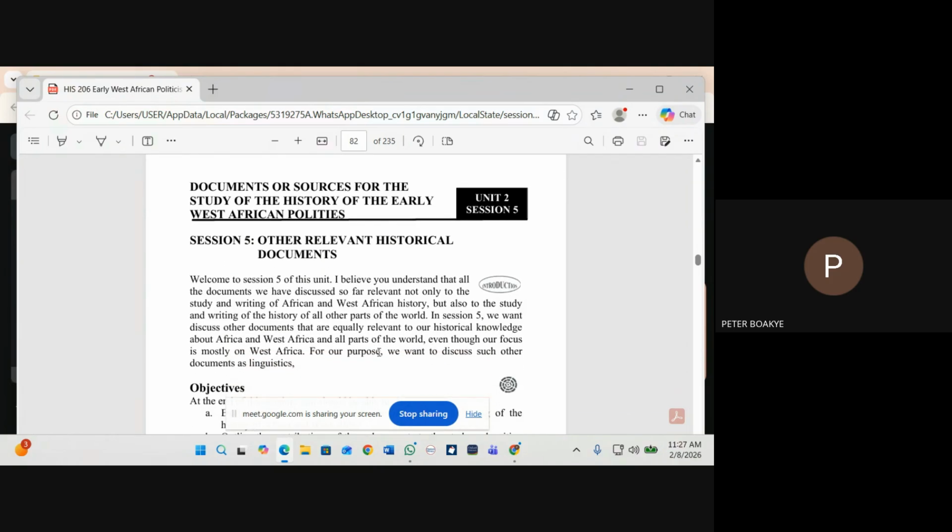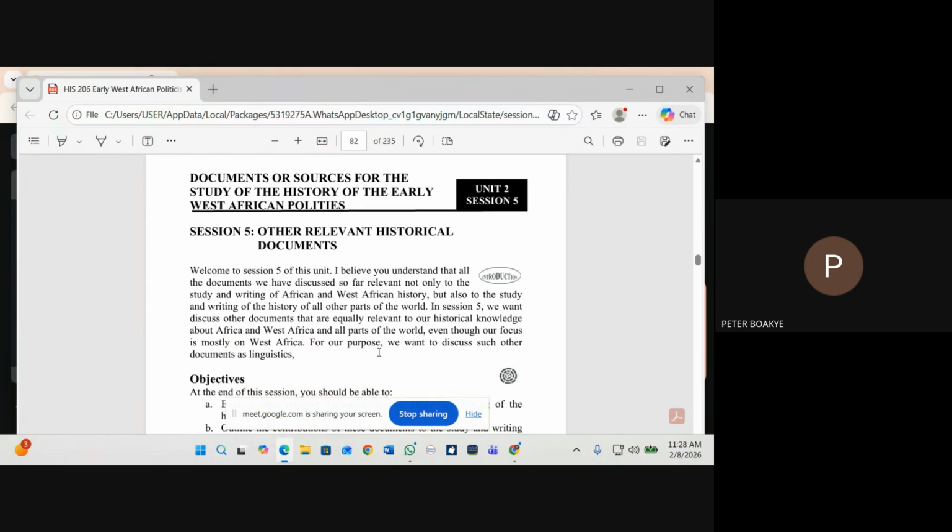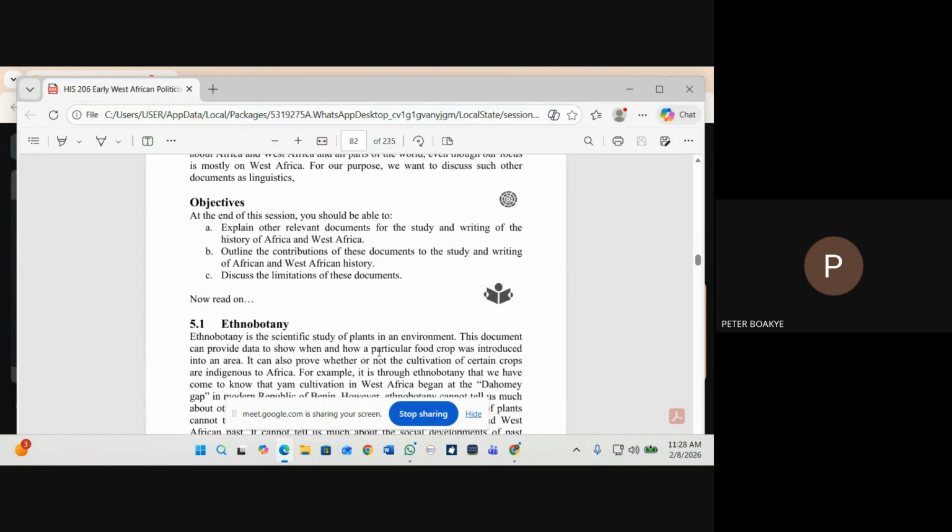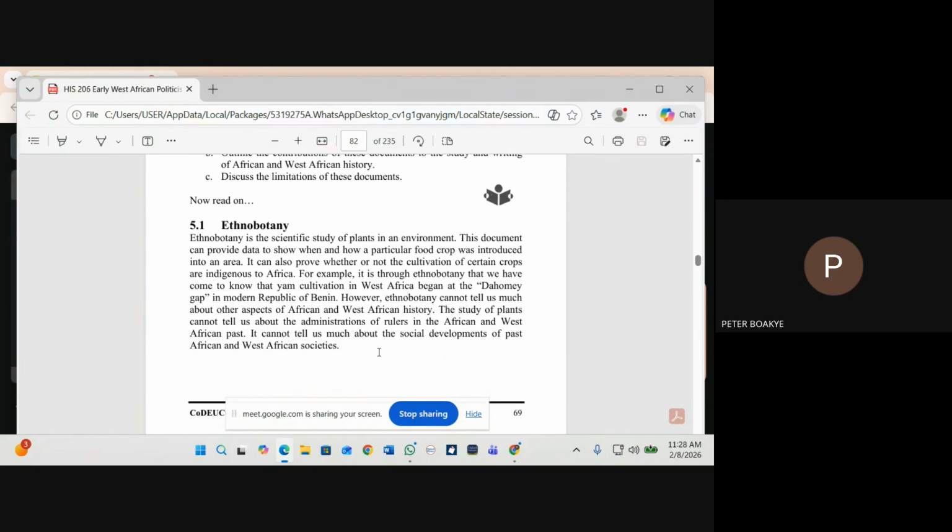Now let's look at section 5. Other relevant historical documents. We have ethnobotany. And botany is very simple. It's a scientific study of plants in an environment. And so we are saying that we use an interdisciplinary method or approach, and that is that the historian must contact other relevant disciplines.